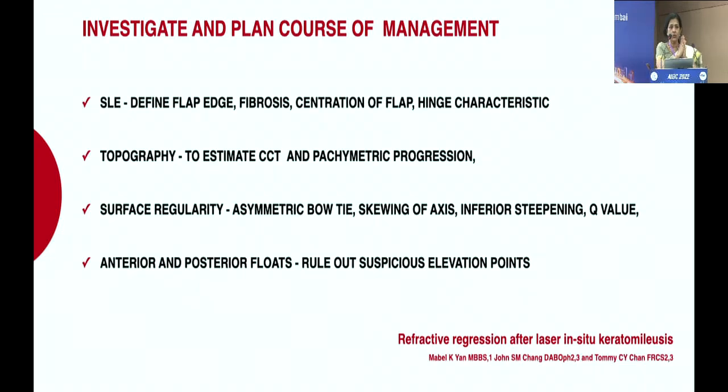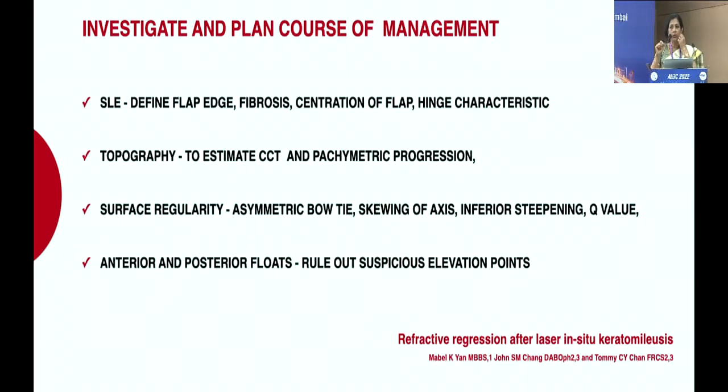Having understood the different responses and the factors which trigger regression, what do we do? So we first need to do a slit lamp evaluation and look whether you are able to define the flap edge. Do you think the flap edge is very fibrous, which would tell us that it might be difficult to lift the flap? Does the flap look centered, which would tell us whether we are going to lift the flap again? A decentered flap we wouldn't lift.